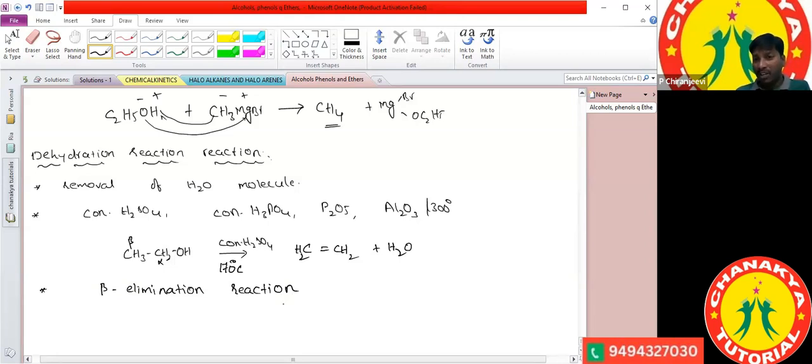In beta elimination reaction, which alcohols are more reactive? Reactivity of the alcohols towards the elimination reaction.